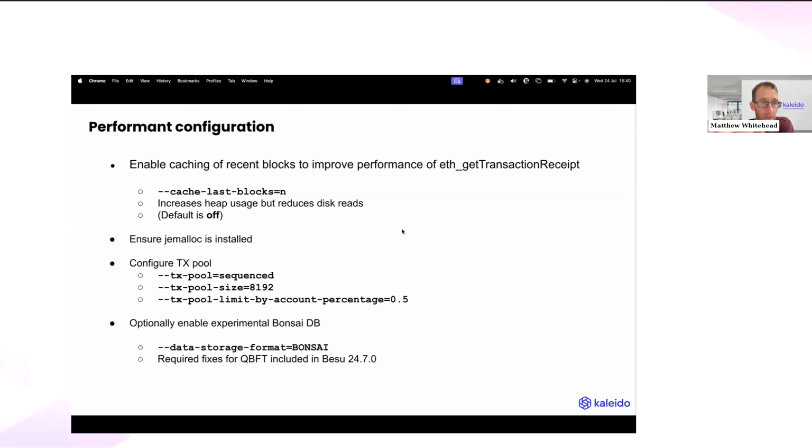Other recommendations, some of these taken from that Besu wiki page, things like ensuring that the JVM jemalloc feature is installed and available, and the Besu logs show that that's actually been picked up by the JVM. Configuring the transaction pool appropriately. I mentioned the fact that for enterprises, we recommend the sequence pool, which has that more FIFO behavior.